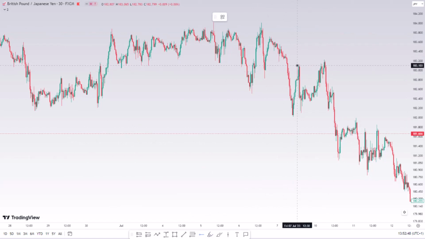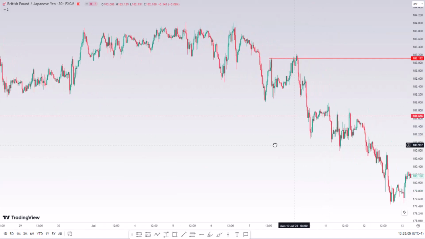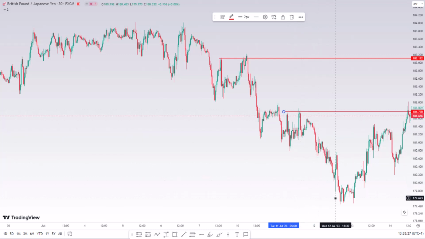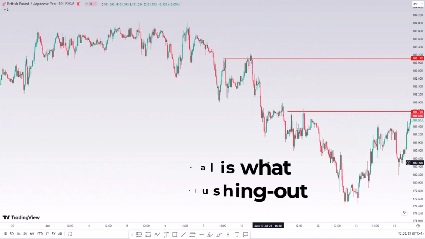Also, as you can see, this high initially indicates traders who sold at first, thinking that the price will continue dropping. Later, price gravitated back to that level, grabbed some more orders before it finally moved in its initial direction. As you can see here as well, traders sold from this level, pushing the price all the way to the downside, what happened? Price came back to visit that same level to get some more orders in order to drive price to its normal direction. So this phenomenon is simply what we call liquidity flushing out.